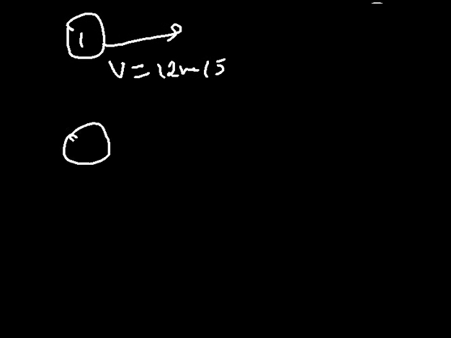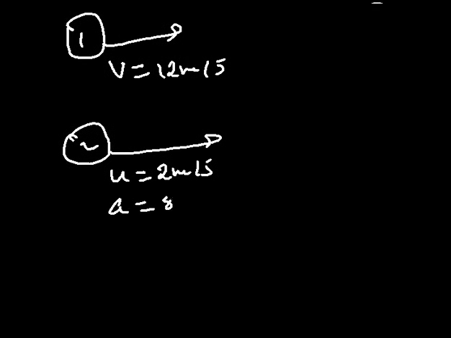How about, let's say, we have this other case. Object 1 is moving at a constant speed of 12 meters per second, and object 2 is moving from rest, with initial velocity 2 meters per second, and acceleration given as 8 meters per second square. When will the two overtake each other, and after how long?